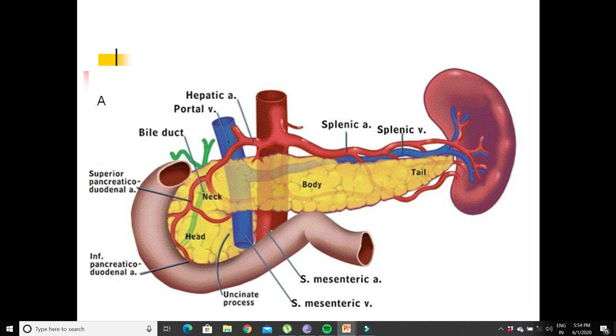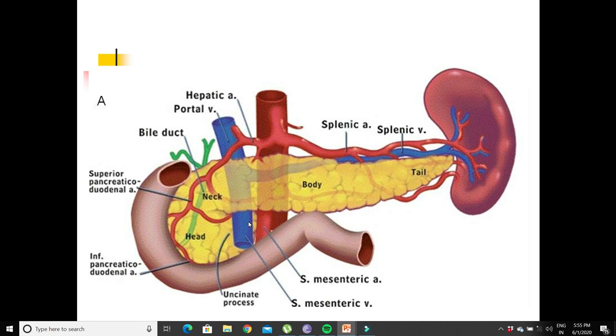Now we are going to say about the superior border. Superior border has 2 arteries in relation. On the right side is the hepatic artery, and on the left side is the splenic artery. While the inferior border is in relation with the superior mesenteric vessels, that is superior mesenteric artery and superior mesenteric vein.